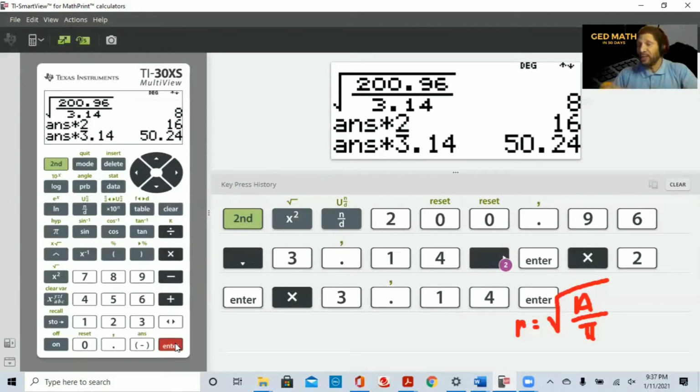But now, what if they give you the circumference? What I want to do now is explain what to do if the GED math exam gives you the circumference of a circle, and they want you to determine the radius, diameter, or the area. So let me clear the screen.